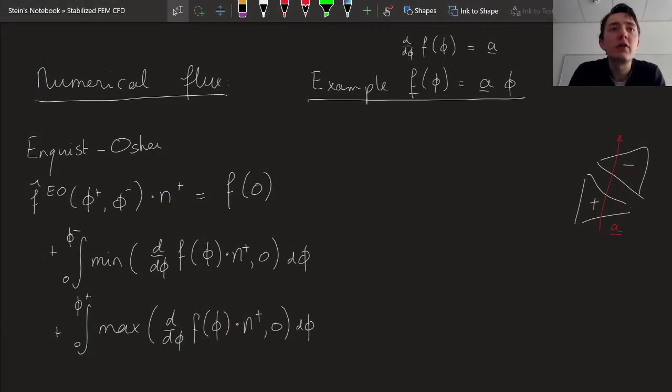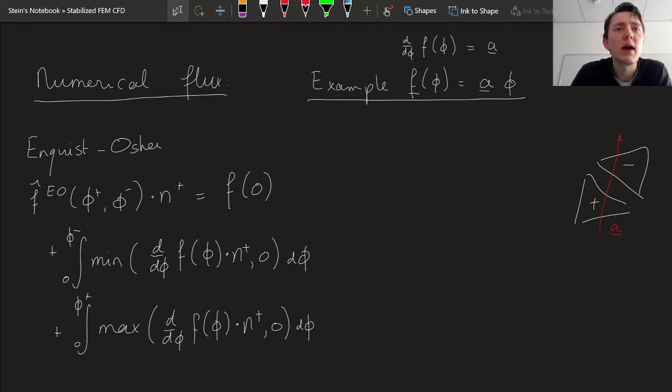So our third flux is going to be the Engquist-Osher flux, and we're seeing that we got a bit of an increase in complexity here. We have a numerical flux defined as some integral of a min or a max of the derivative of the flux function integrated on the variable itself, phi itself. So again, that's why I'm trying to work this out for the simplest case, so we can get a bit of a feel for how we would go about computing something like this.